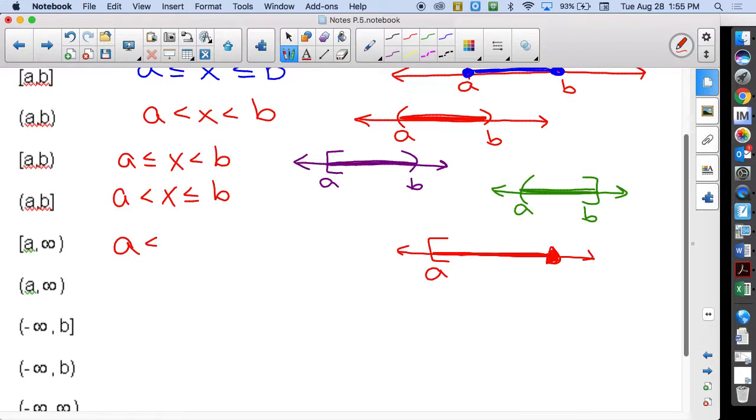Yeah, A is less than or equal to X, or you could flip it around if you like to see the X on the other side. X is greater than or equal to A. Nice job, Michael. So it's bigger than A. And then the next one underneath, exactly the same thing. Either A is less than X or X is greater than A, but it's just a greater than sign instead of a greater than or equal to. So it starts at A, it moves on forever to infinity.